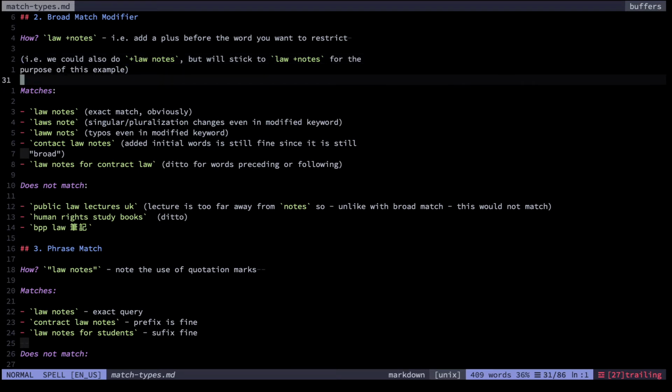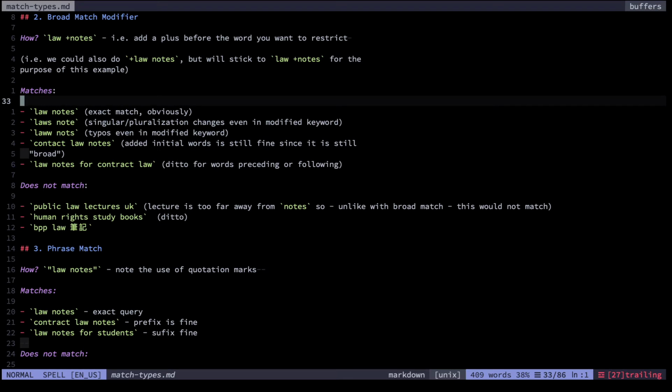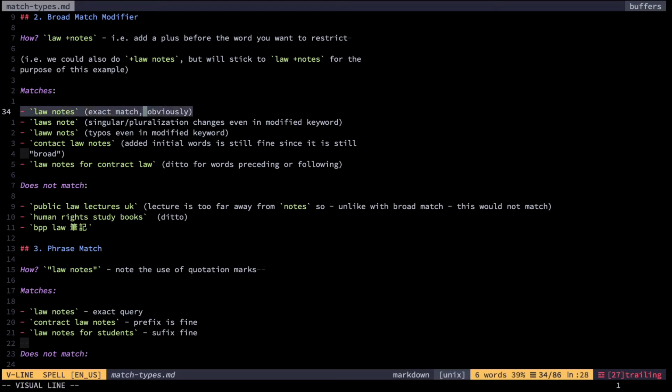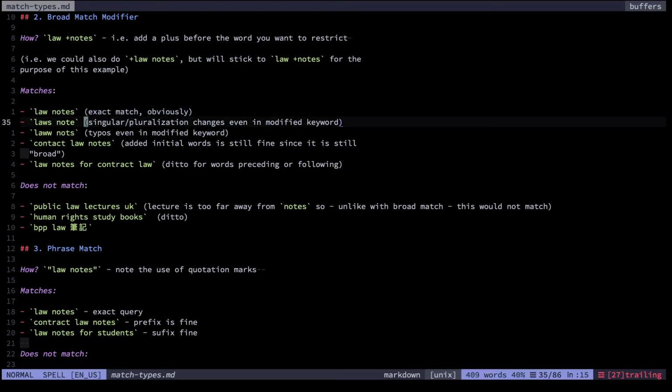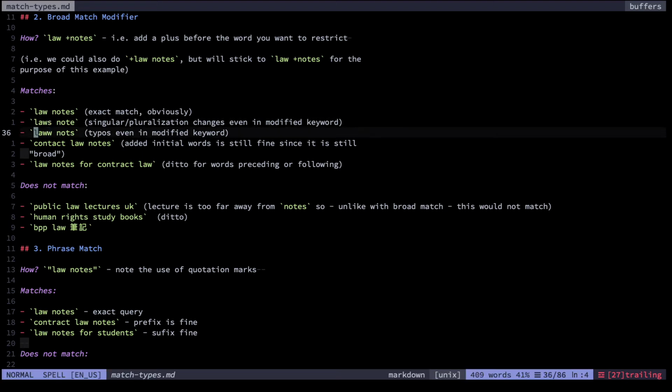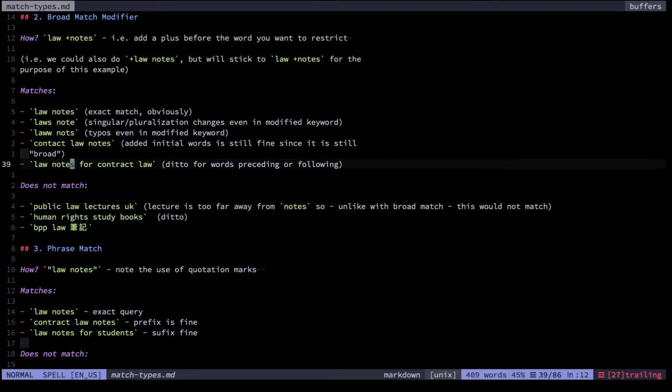Essentially, it matches all the initial entries that we saw in the broad match above. For example, the exact match of law notes, some singularization, pluralization changes, including in the modified keyword. We have plus law, but laws will also match. Typos and so on as well, phrases, etc.